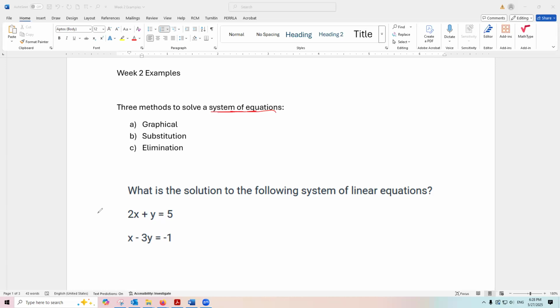a few examples of solving what are called systems of equations. A system of equations is really when you have two equations to solve. I'll call it equation A and equation B. So there's two equations to be solved, and notice there's also two letters, x and y. I'll call these two variables.